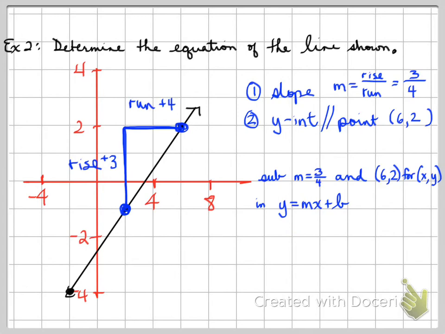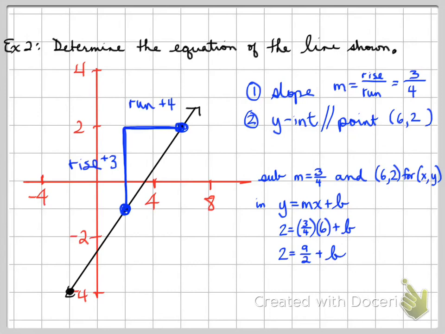Let's go over this again. y equals mx plus b. What we want to be able to do is substitute it. So we're going to sub y is 2 equals m, which is 3/4, times x, which is 6, plus b, which is what we're looking for. So 2 is equal to 18 over 4, which will reduce itself to 9 over 2, plus b.